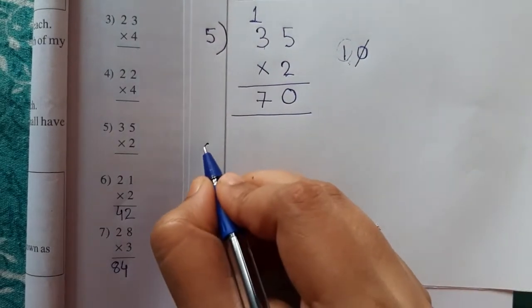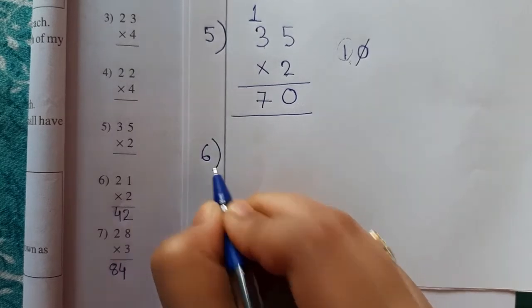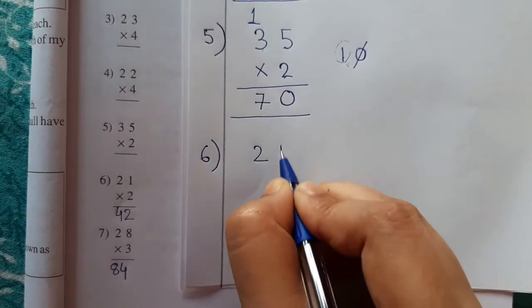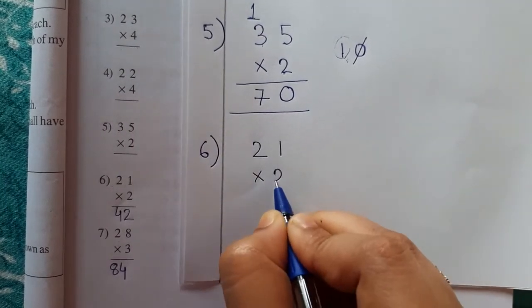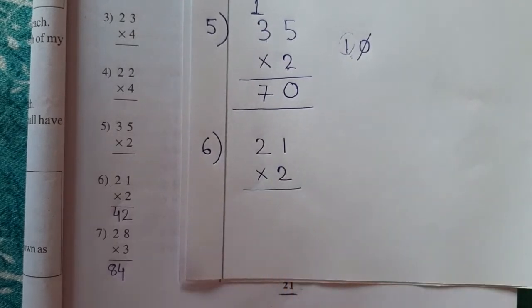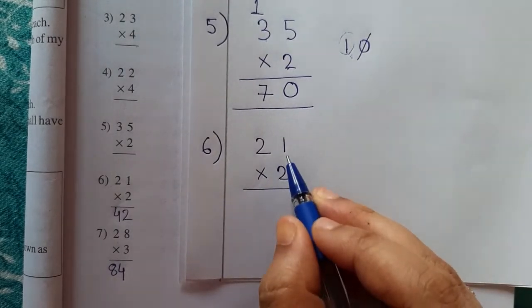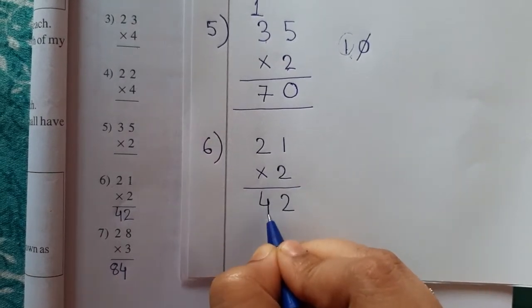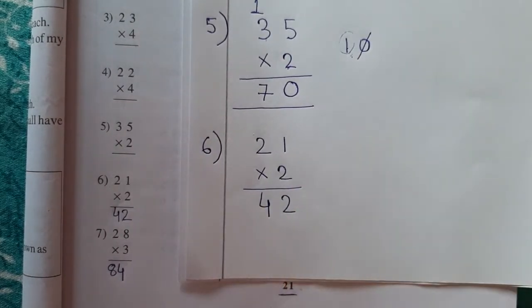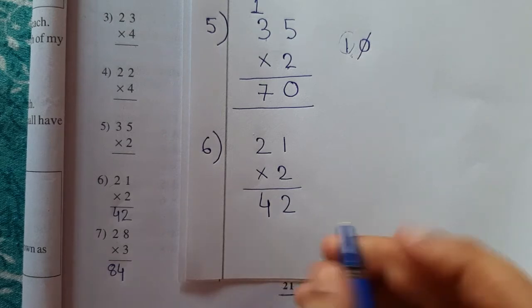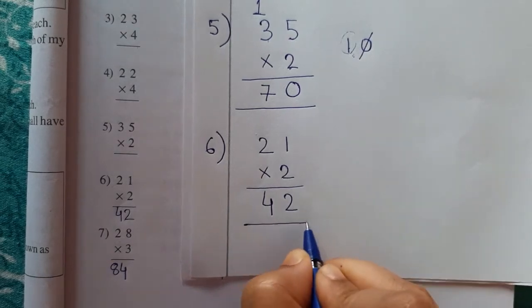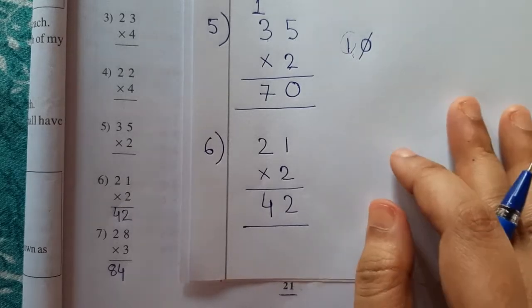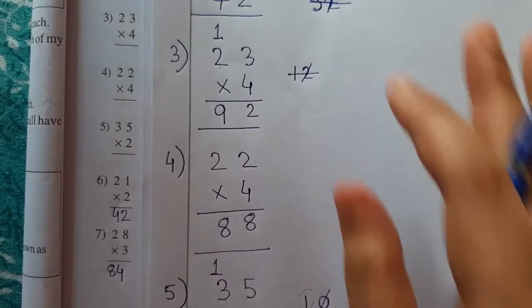Now question number 6. 21 into 2. This is also a very easy one, right? 2 1s are 2. 2 2s are 4. See? We only took 2 seconds to do this sum. Easy. Done. Okay. Now question number 7.